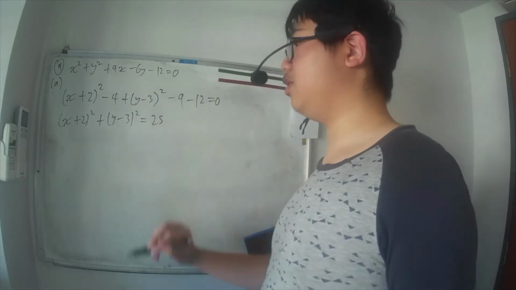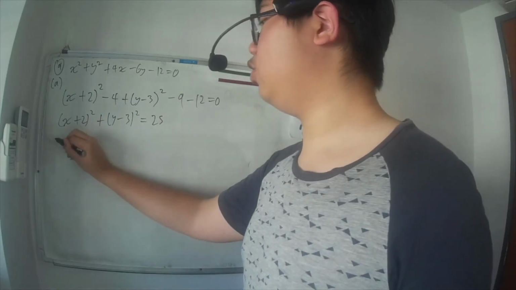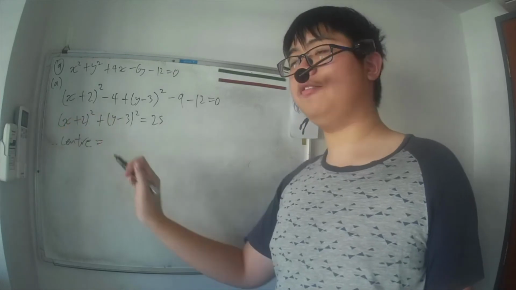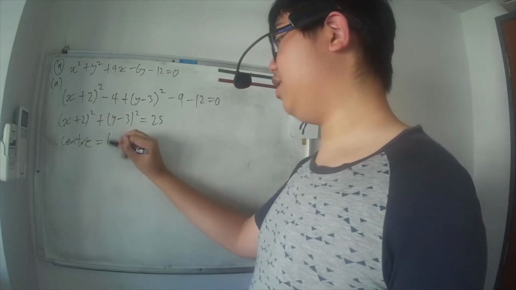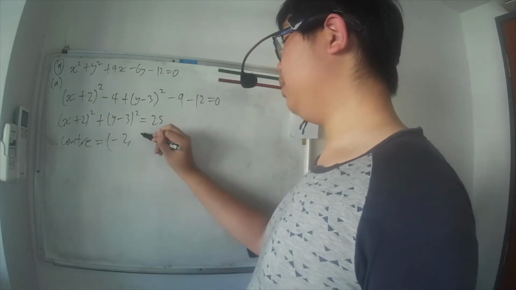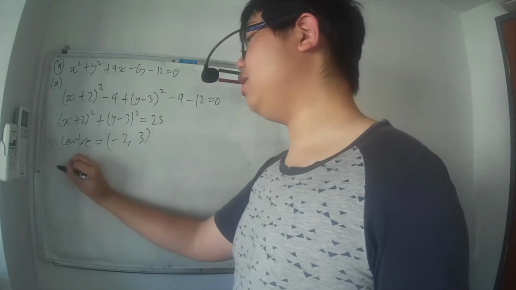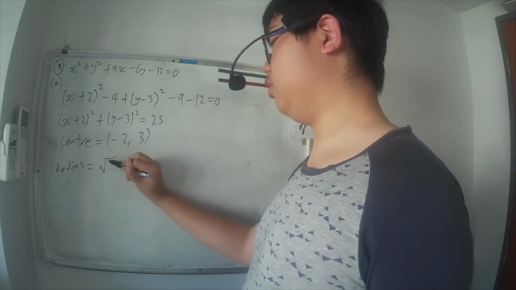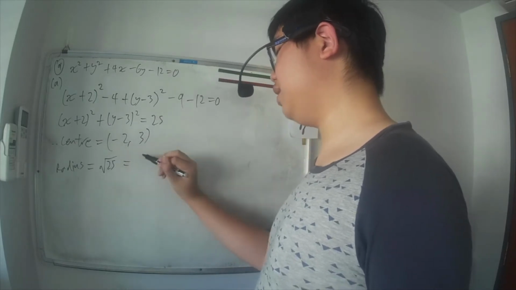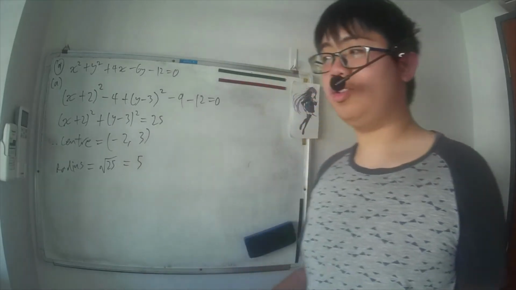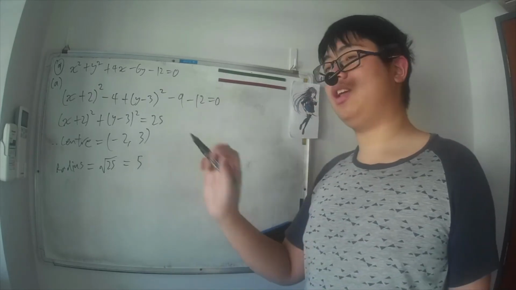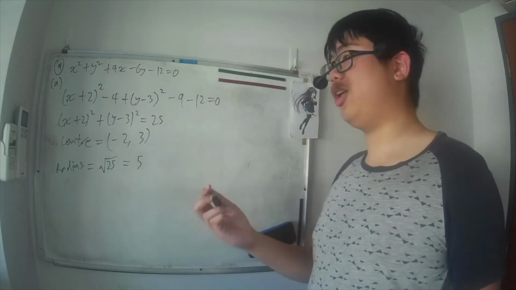Okay, so therefore the center, from the standard formula of a circle, we can see that it must be -2 and +3. And the radius is equal to the square root of 25, which is just +5. We don't consider the negative square root because we are doing geometry. You don't need to say reject -5. I think in this case it is quite obvious.